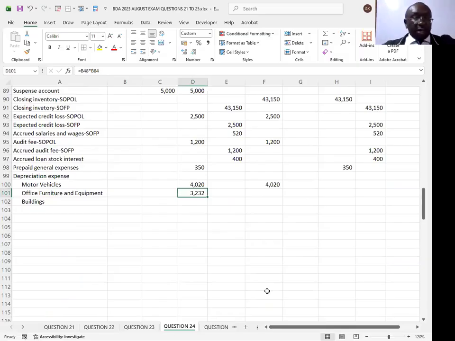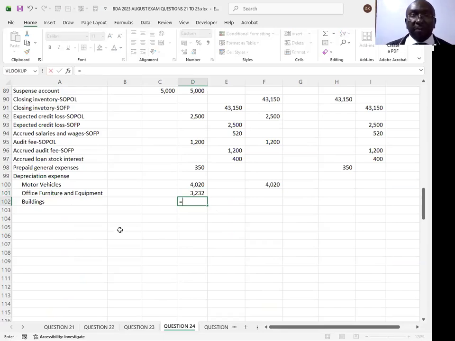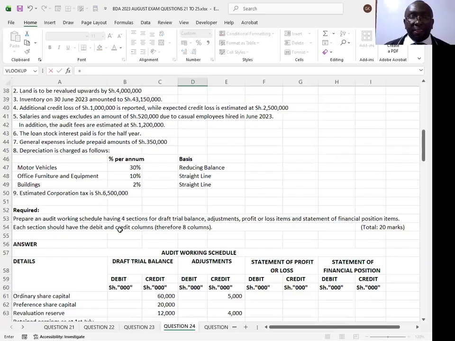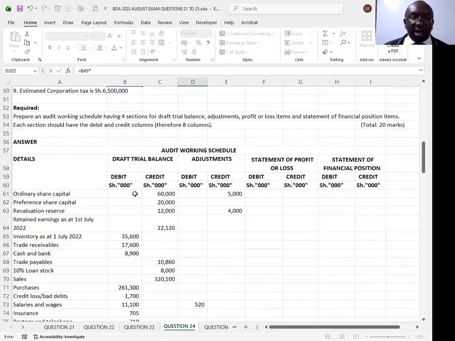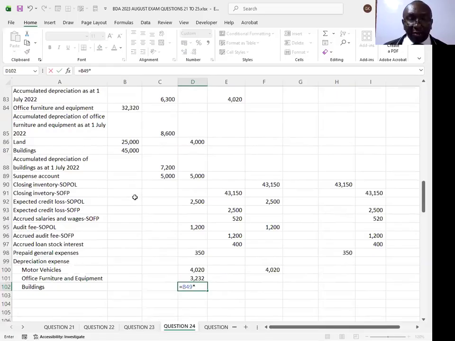So, tunasonga tu. Tukuje kwa huyu mwingine, buildings. Buildings equals these 2%. Again, because it is, anaitwa nani? Straight line. It is a straight line method. We just come and multiply by the buildings, this one.